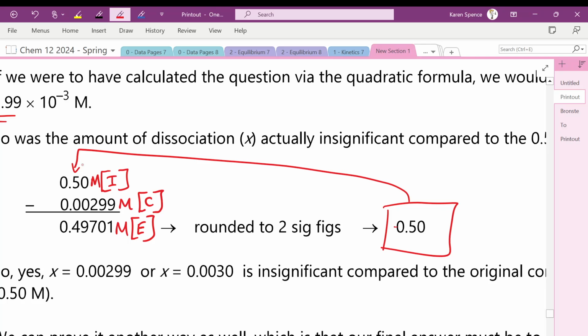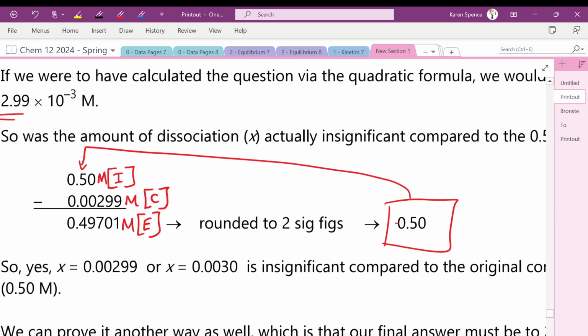Now, if you are in university, you should take your X value and see if it is indeed insignificant compared with your original value. And if it's not, you'll need to do a quadratic. But in Chem 12, you can just always make that assumption, okay?